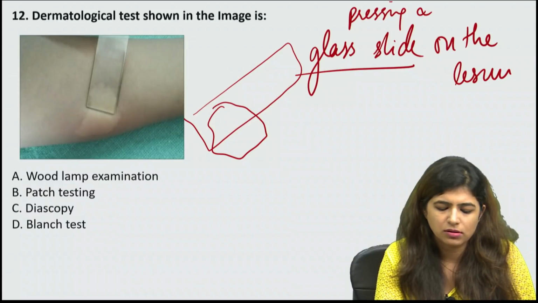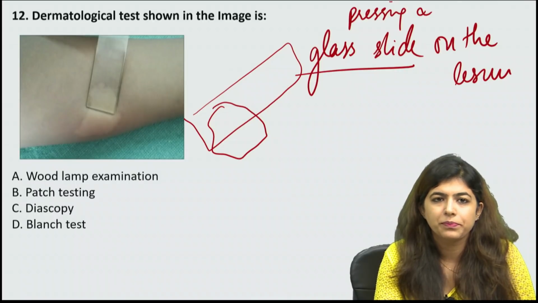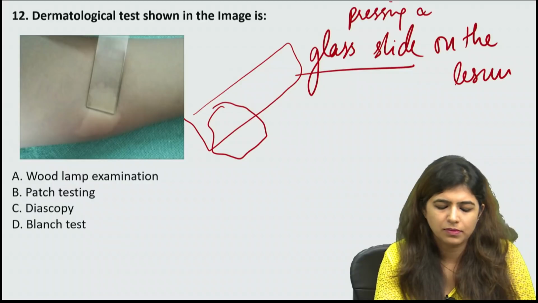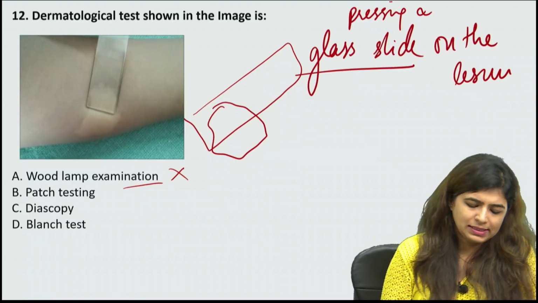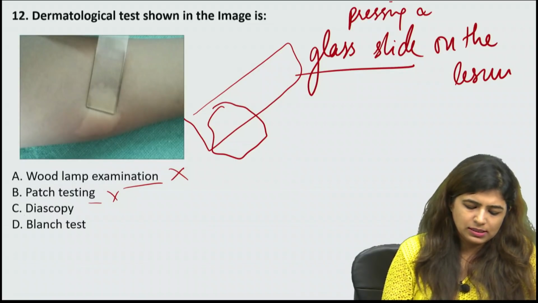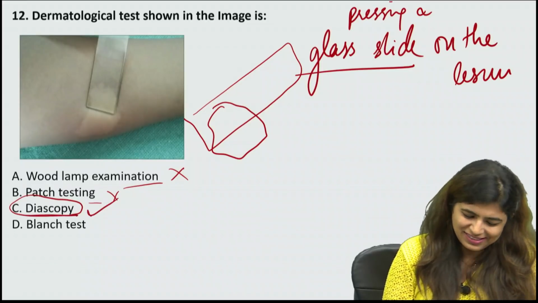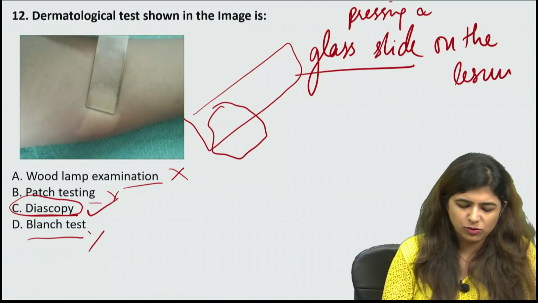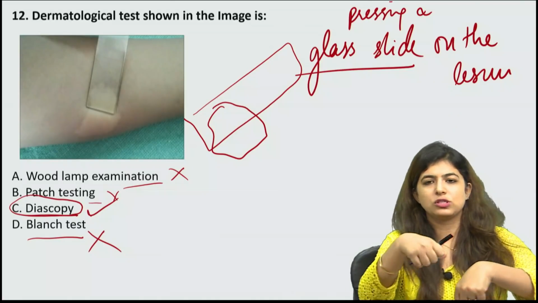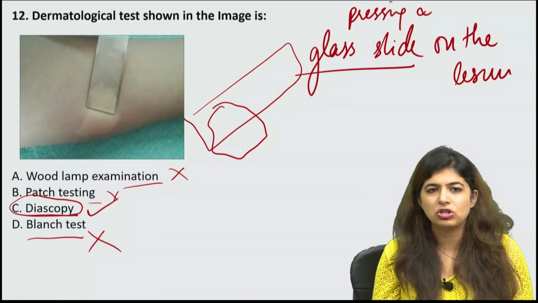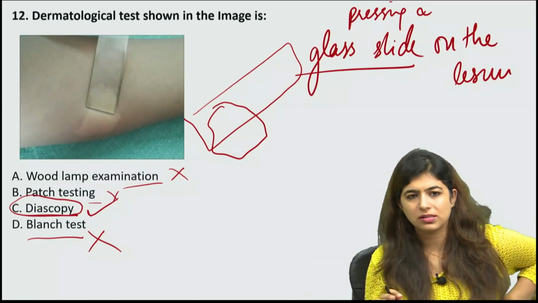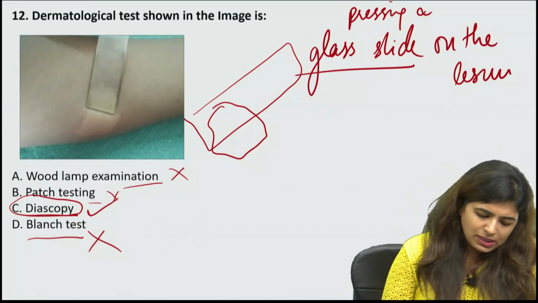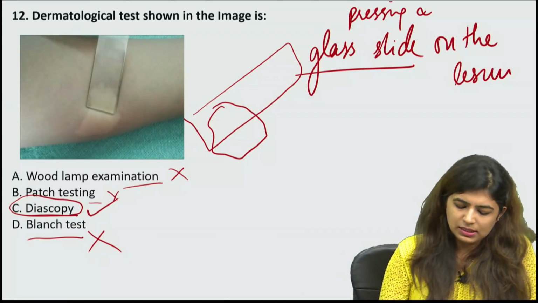What do you think it is? Is it Woods lamp examination? No. Is it patch testing? No. Is it diascopy? Yes. That is the answer. Is it a Blanch test? No, there is nothing which is called as a Blanch test. You just press on the thumb and you see whether it is blanching or not, but it is not given a specific name as a Blanch test. So that is a non-existent test. Amongst these options, the answer is diascopy.